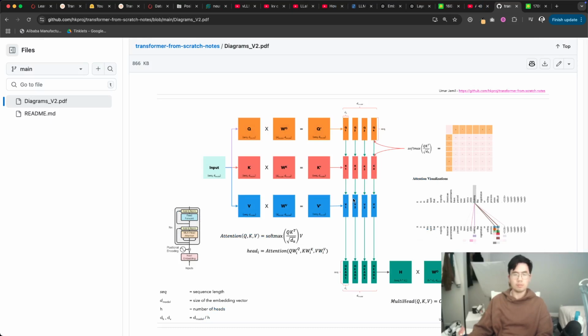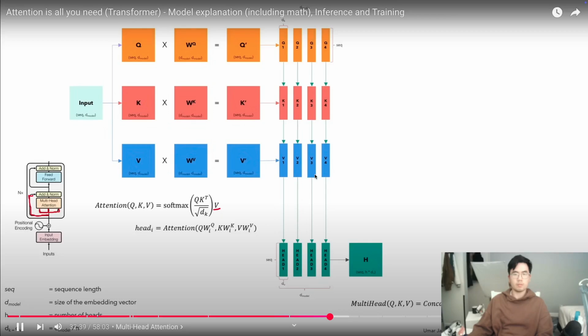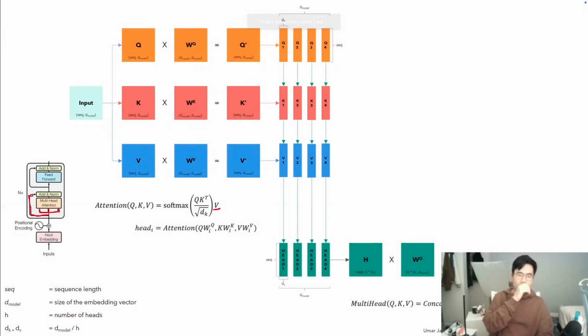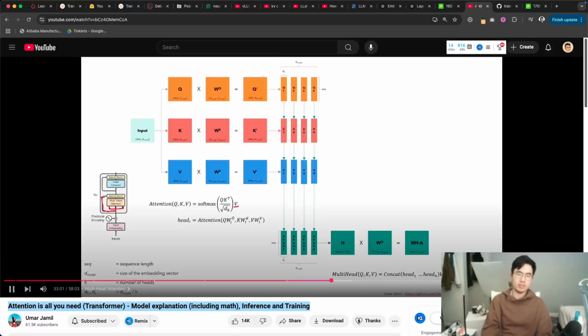So it's sequence by d model here. The next step is to multiply the result of this concatenation by Wo. And Wo is a matrix that is h multiplied by dv, so d model, with the other dimension being d model. And the result of this is a new matrix that is the result of the multi-head attention, which is sequence by d model.